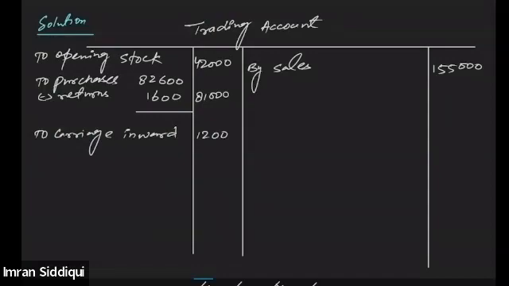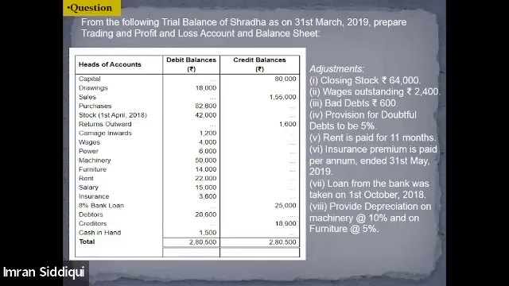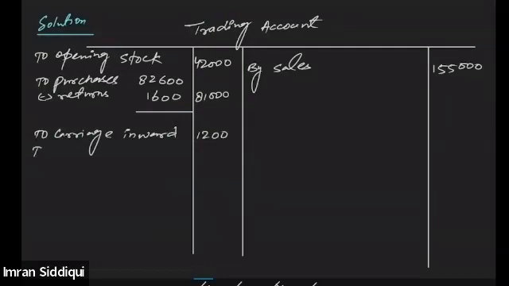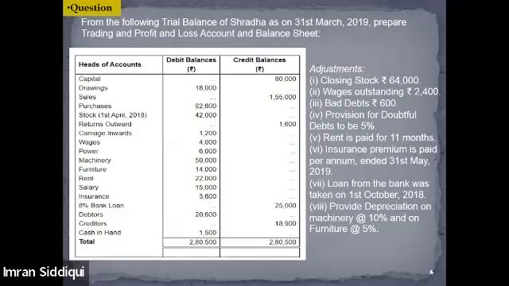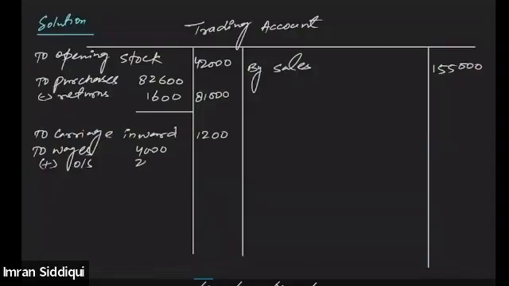Then we have wages. Wages is 4,000, but there is an adjustment entry given regarding the wages. Wages outstanding is there. As you can see, adjustment number 2. So wages 4,000, and we'll add the outstanding wages amounting 2,400 in it. This will be 6,400.